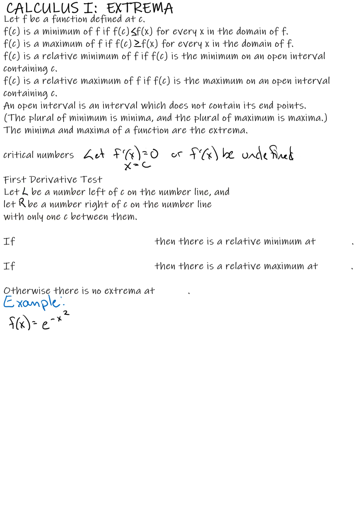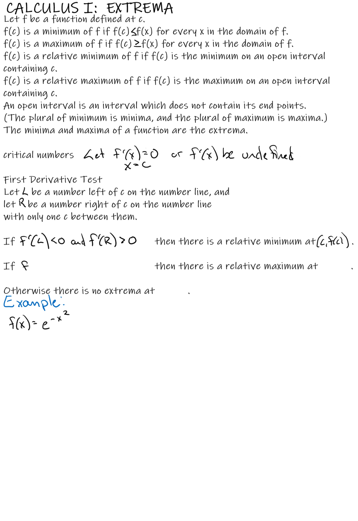If f prime of L is less than 0 and f prime of R is greater than 0, then what we have is a relative minimum at the point c, f of c.